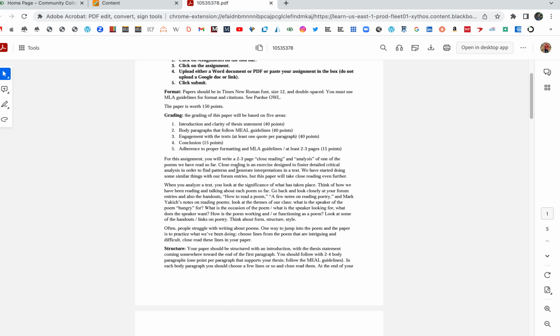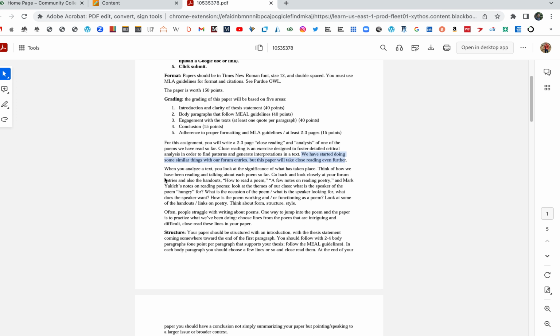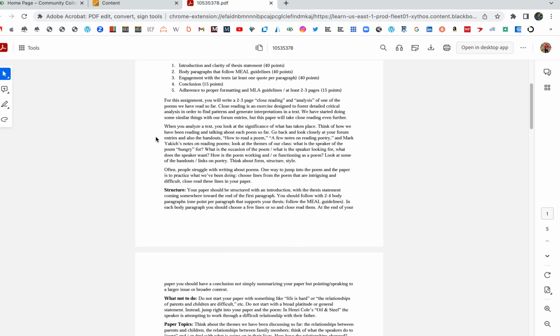For this assignment, you will write a 2 to 3 page close reading and analysis of one of the poems we have read so far. So anything we have covered up to this point, you can choose. This is just one poem. Close reading is an exercise designed to foster detailed critical analysis in order to find patterns and generate interpretations in a text. And we've been doing these things with all of our discussion boards. So my goal is, you can take your discussion boards as jumping off points and use some of that material in this paper. When you analyze a text, you look at the significance of what has taken place.